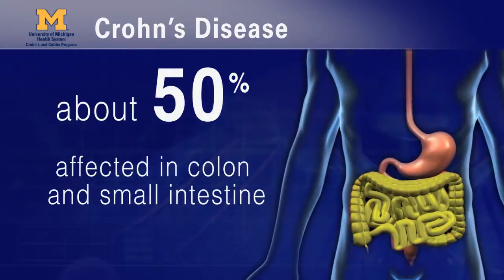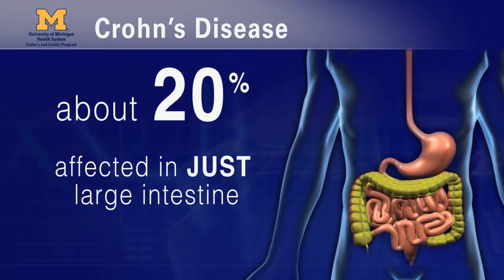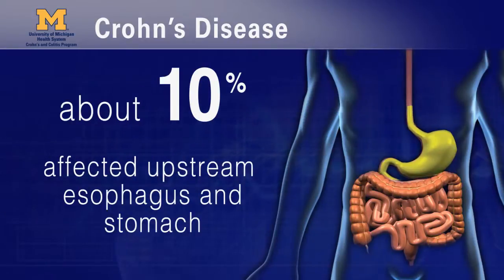People with Crohn's disease can be affected in different locations in the GI tract. About half are affected in both colon and small intestine, about 30% in just the small intestine, and about 20% in just the colon. About 10% of these people are also affected further upstream, in the esophagus, stomach, or the beginning of the small intestine.